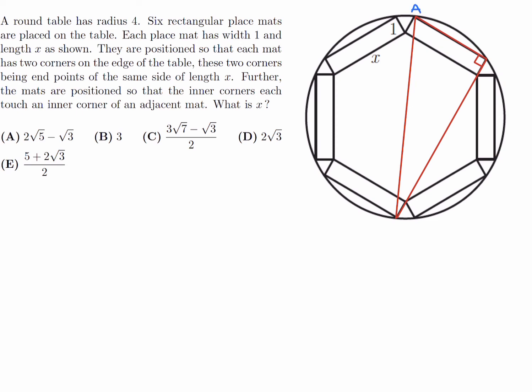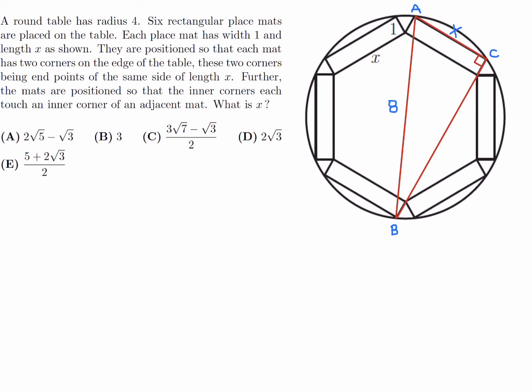This point right up here I will call A. This point down here will be B, and this point C. So those are the vertices of that triangle. A to C is just x, right? And let's see, A to B represents the diameter. And since the radius is 4, A to B is equal to 8.